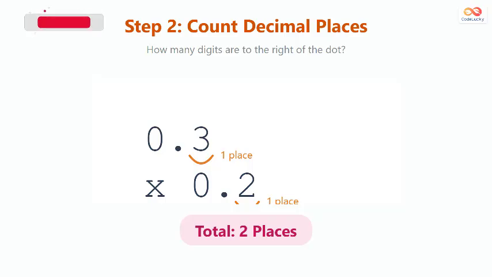Now for Step 2. Look back at the original numbers. 0.3 has one digit after the dot. 0.2 also has one digit after the dot. So 1 place plus 1 place equals 2 total decimal places.